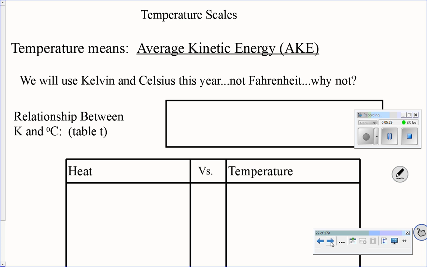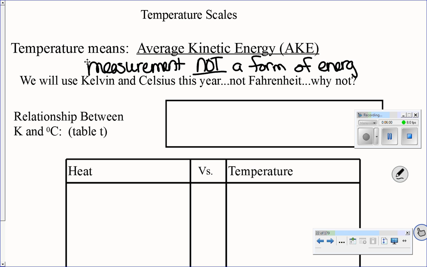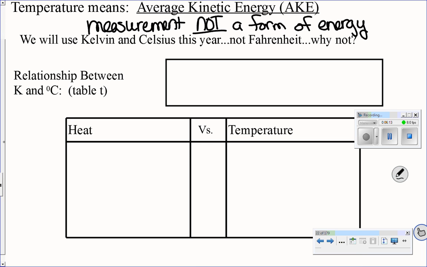There are two main temperature scales that we use. We do not use Fahrenheit. We only use Kelvin and Celsius. Temperature is a reading of the average kinetic energy in a sample. What's very important to understand about temperature is that it is a measurement of energy, not a form of energy. We will not use the Fahrenheit scale because it is not an international scale. It's only an American scale, so it doesn't have a lot of use in other places.